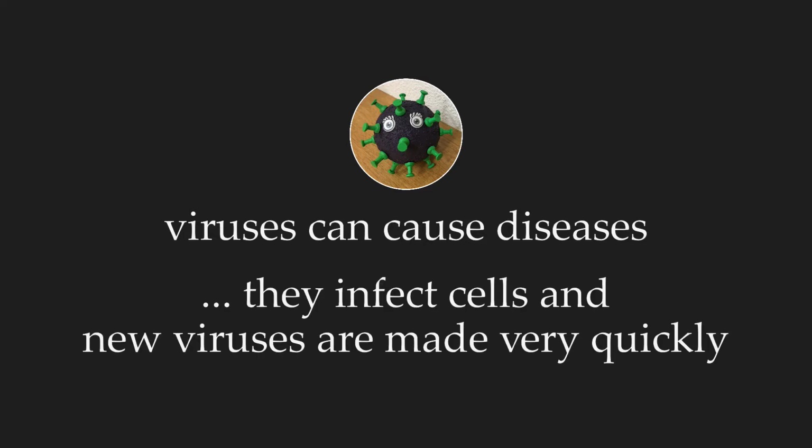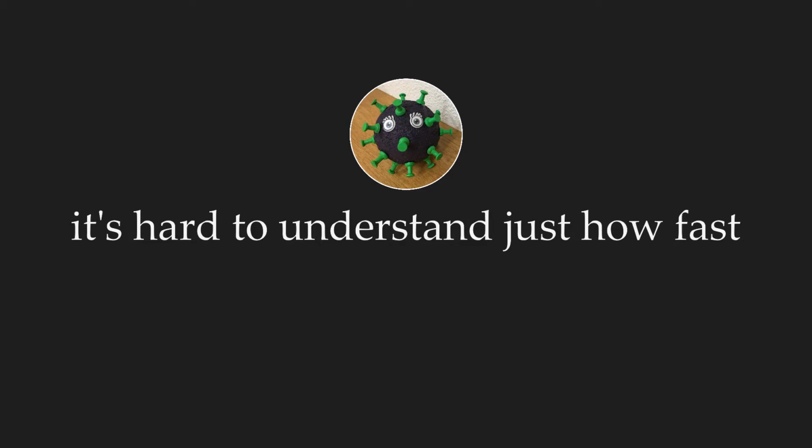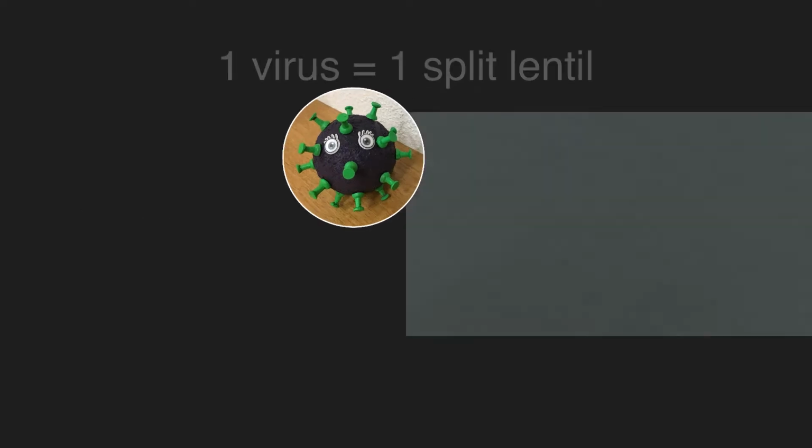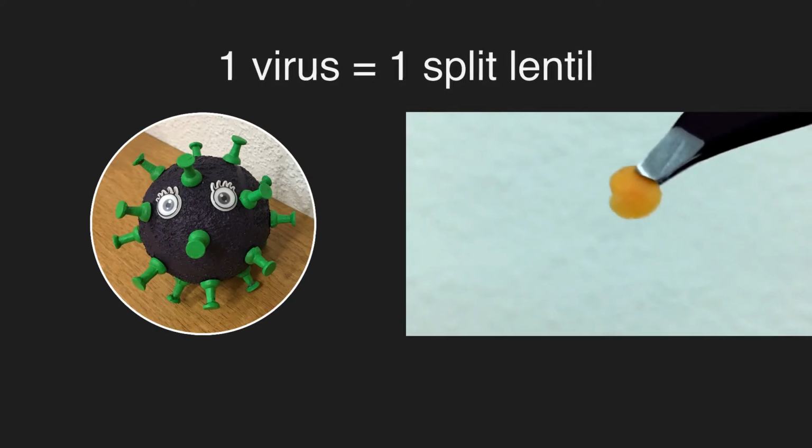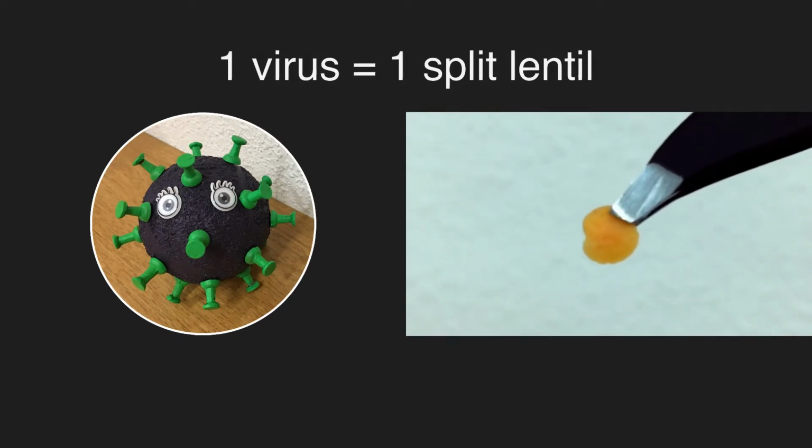If a virus enters a cell, it can make that cell make more viruses, and it can do it really, really quickly. We're going to do an exercise that's going to make it easy to understand just how rapidly viruses can make copies of themselves and how quickly infection can spread. Instead of real viruses, we're going to use dried lentils.